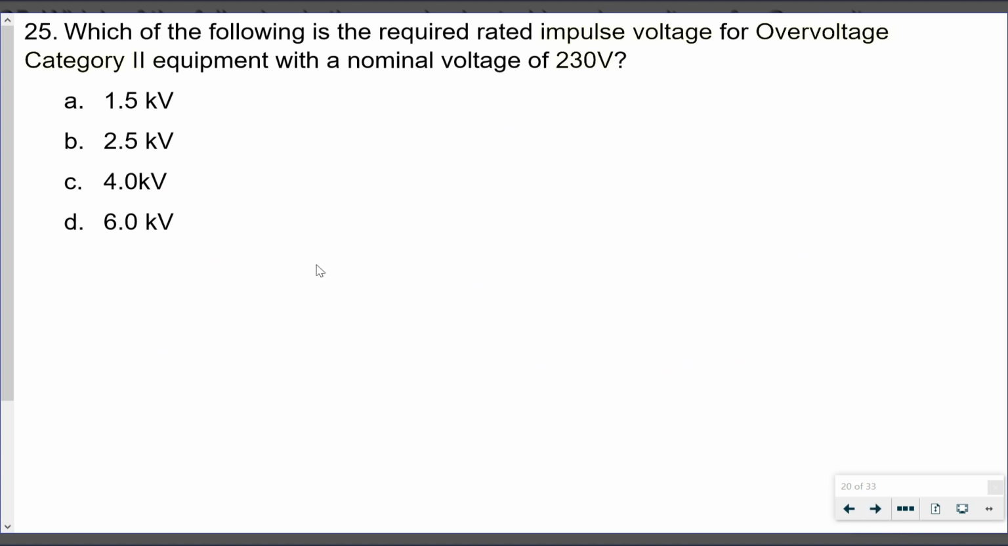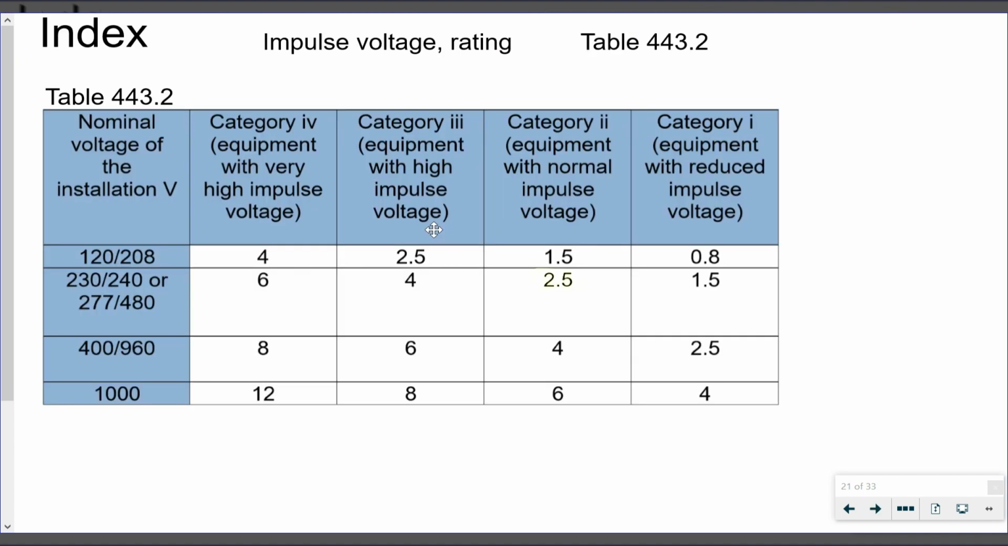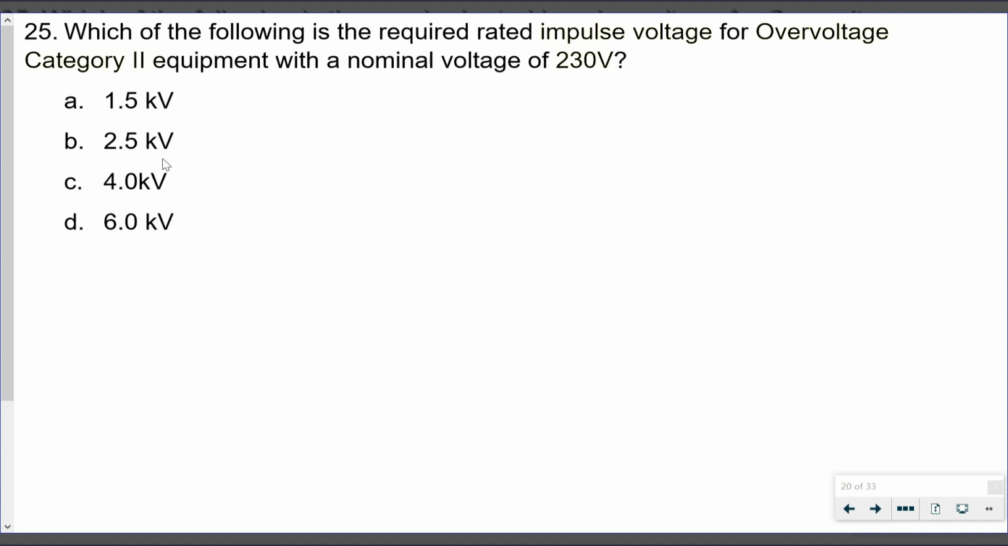Question 25. Which of the following is the required rated impulse voltage for overvoltage category 2 equipment that sits at a nominal voltage of 230 volts? Okay. So for this one, I'm going to get into my index and look at impulse voltage and rating. That then takes us to Table 443.2, and this here's a copy of 443.2. So category 2 at 230 volts gives us 2,500 volts as our rating. Okay, so that would be answer B there.